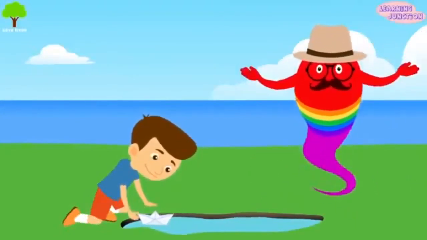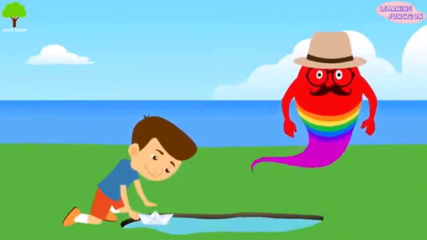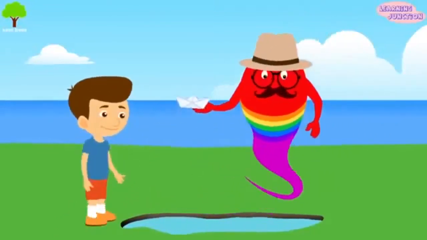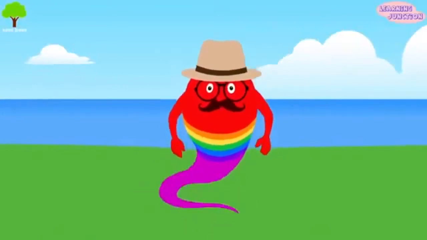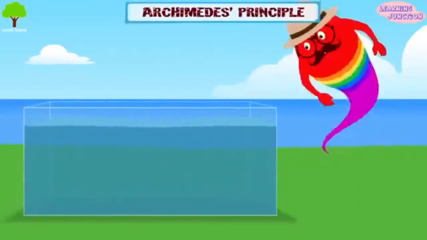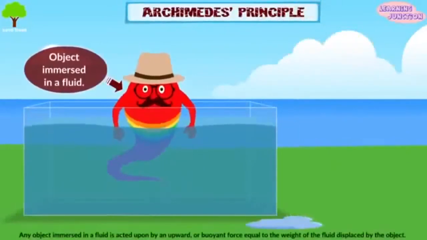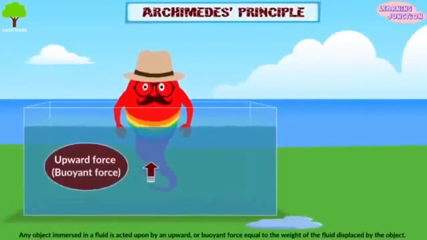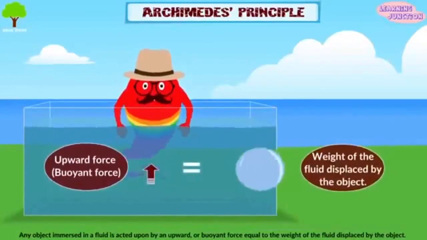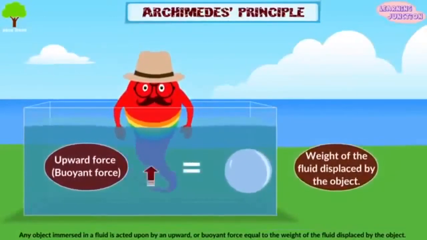Some boats and ships are large and would seem very dense, but they still float. To understand this, let me explain the Archimedes principle. It states that any object immersed in a fluid is acted upon by an upward or buoyant force equal to the weight of the fluid displaced by the object.